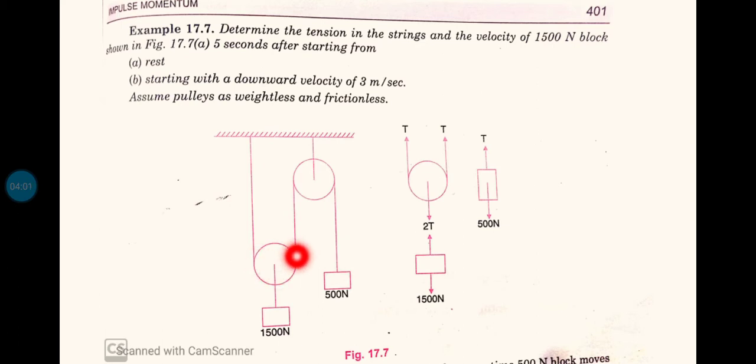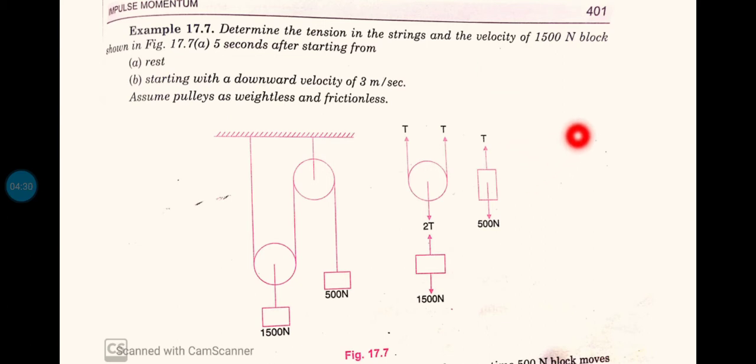So of course this is the higher weight, so it will be moved. The 1500 Newton will be moving downward, and at the same time the 500 Newton block will be moving upward. So in the first case, what we want to find is the velocity of the 1500 Newton block after 5 seconds starting from rest. So in the first case it is starting from rest, so u is equal to 0. In the second case also we want to find the velocity after 5 seconds, but it is not starting from rest. Initially it is given that u is equal to 3 meter per second.